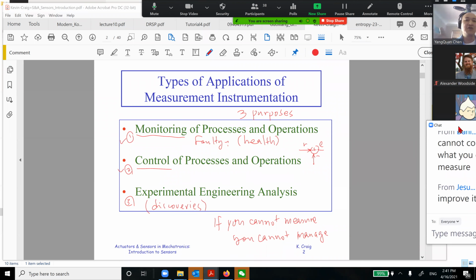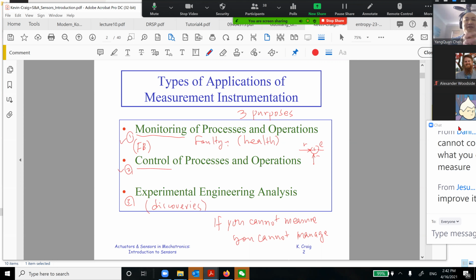The second is to control the process and operation. Control, we should understand in this case, is called feedback control. If you measure and use that measurement for control, that is already feedback.